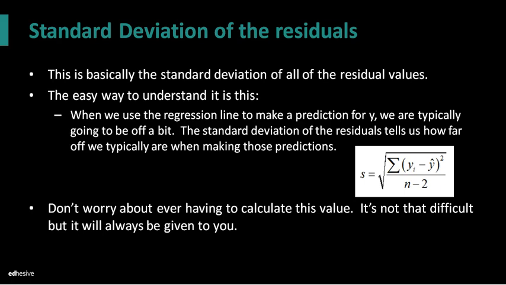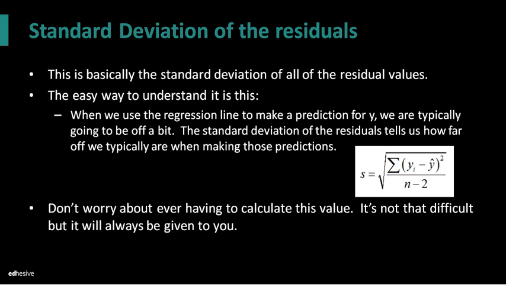The standard deviation of the residuals tells us how far off we typically are when making those predictions. You have to understand that anytime you use a regression line to predict something, you're not going to be perfect. You're going to be off a little bit. And wouldn't it be great to know how much we're typically off? That's what S is. Now, look at the formula for S. It's a little bit confusing.